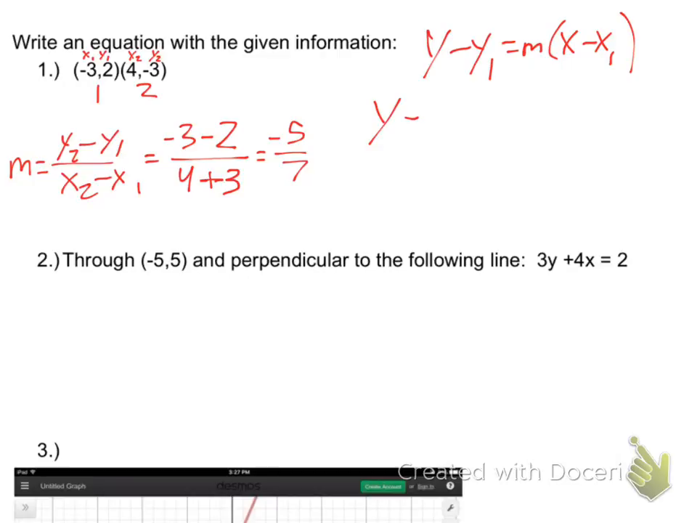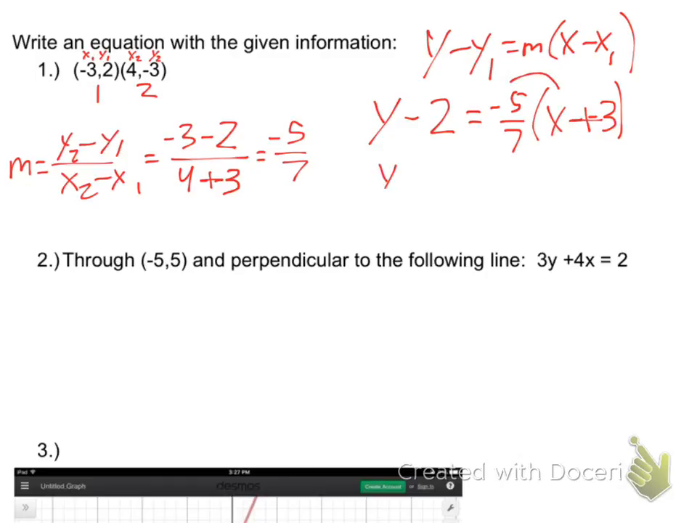So it's y minus 2 equals negative 5/7 of x minus negative 3 again. So that minus minus makes a plus. Hopefully everybody sees that. And now, if I want to put this into slope-intercept form, I need to distribute the negative 5/7 and then add 2.